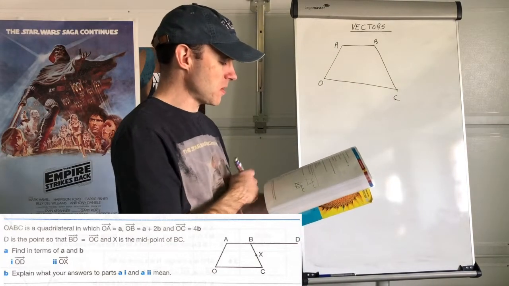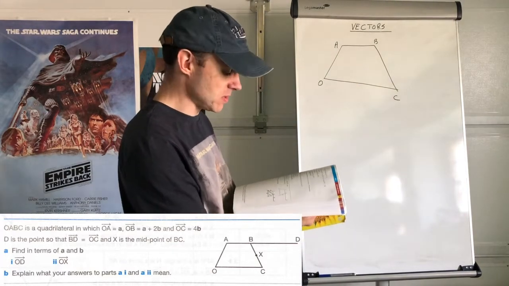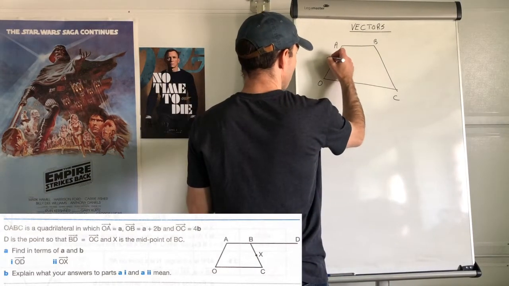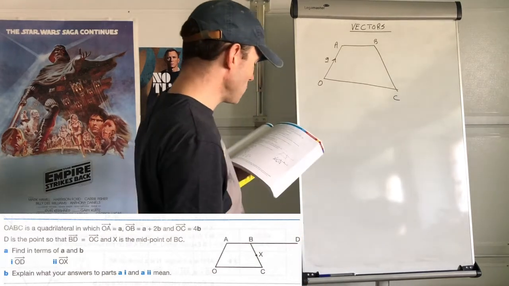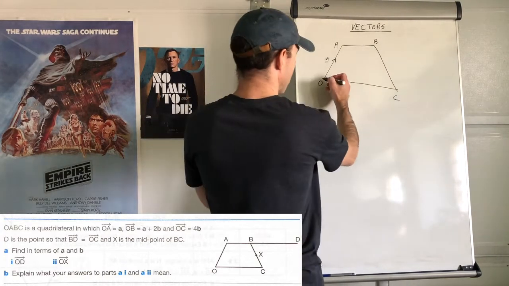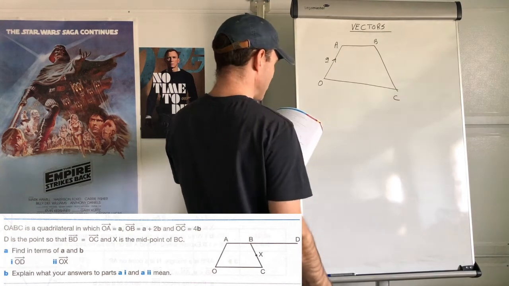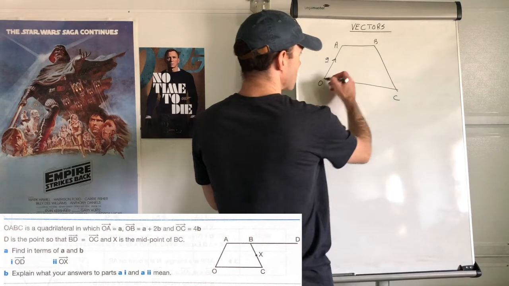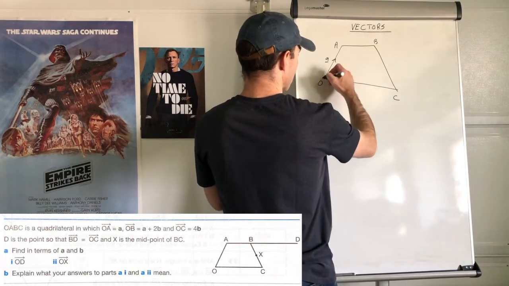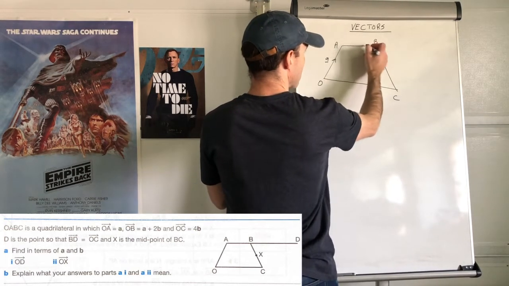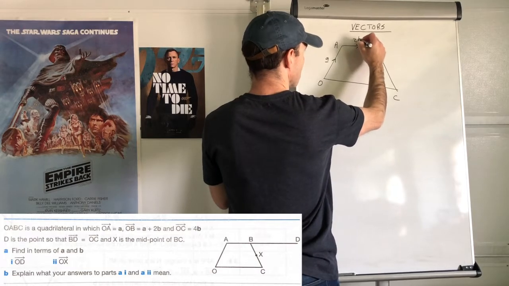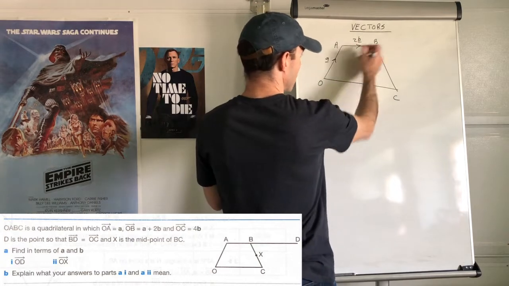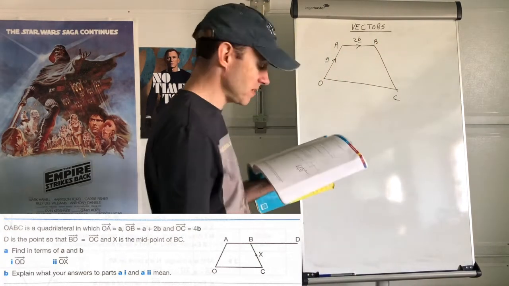So what we're going to do is look at the information given to us. I'm going to start to label it up. It says OA is a, so that's that. And then it says OB. Now remember, OB is from there to there. OB is a plus 2b. What that means is from O to B, if it's a plus 2b, that bit there is a, so that bit there must be 2b. I'm hoping that makes sense to you. I've written it out like that: a plus 2b is OB. So I've deduced that from the information they've given us.